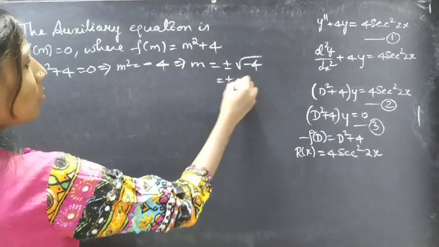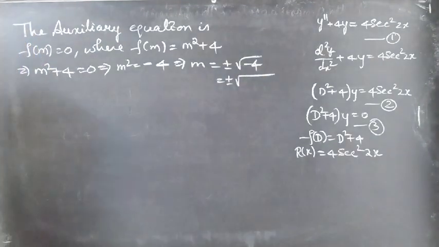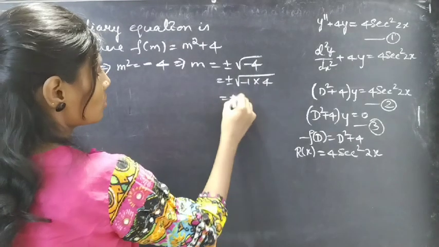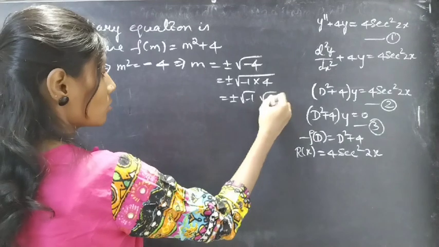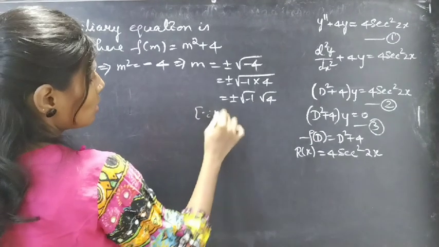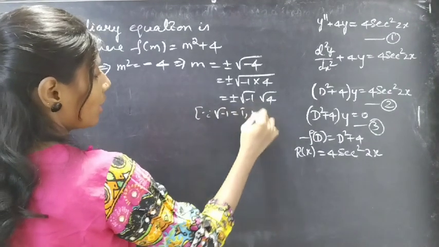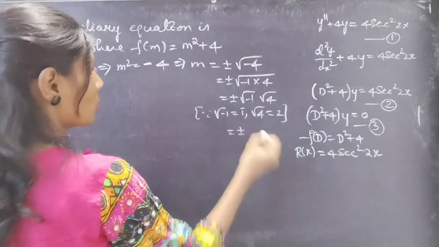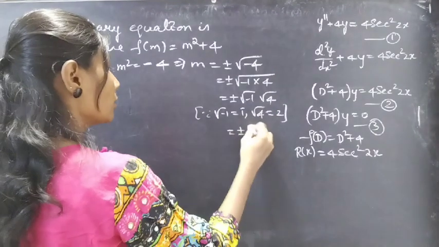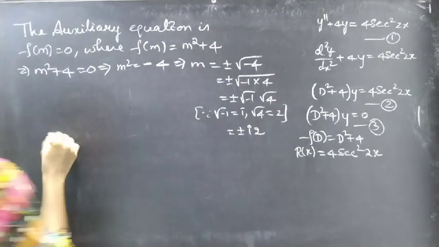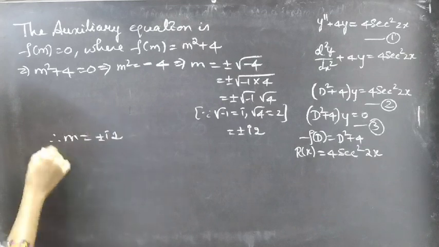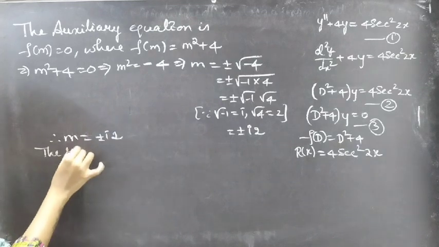Let's now write √(-4) as √(-1 × 4), and now split the square root as √(-1) × √4, since we know that √(-1) is i and √4 is 2. So the above equation becomes ±i × 2. Therefore m = ±2i. The roots are complex conjugate.